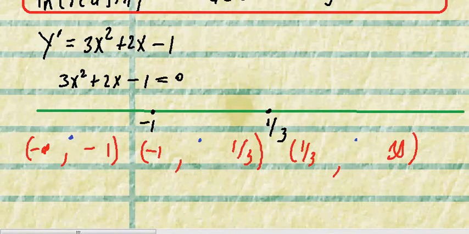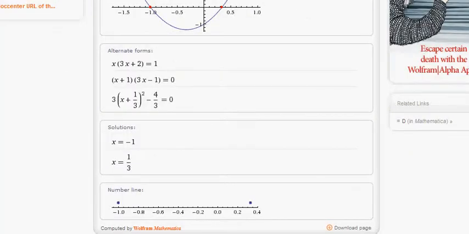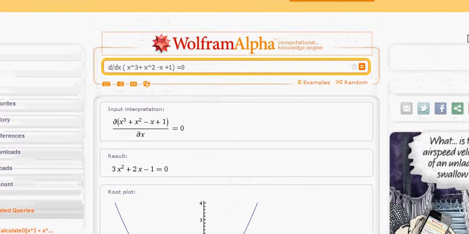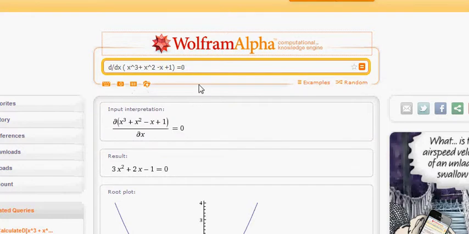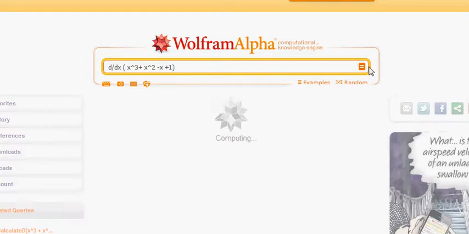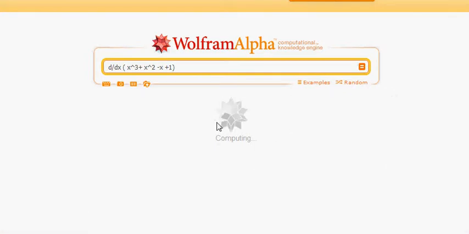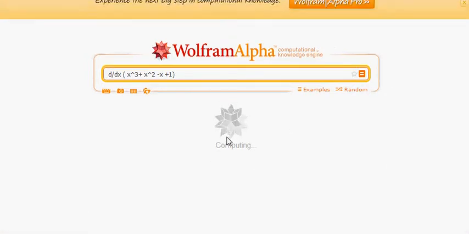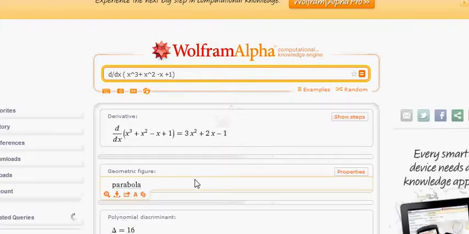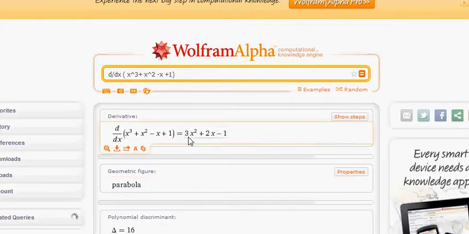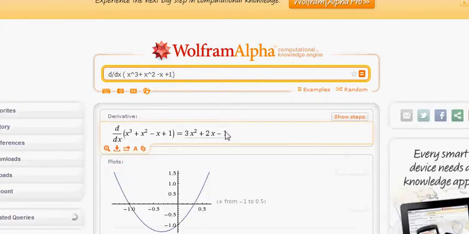Now, I am going to evaluate the number negative 2 in the derivative of this function. So the derivative of this function is given here. Let me take that equal to 0 out. I'm going to get the derivative of this function, which is equal to 3x squared plus 2x minus 1.